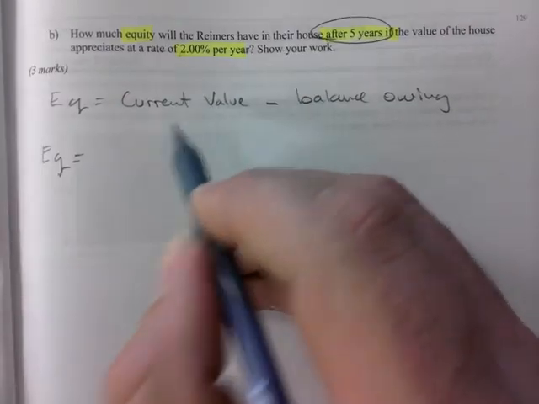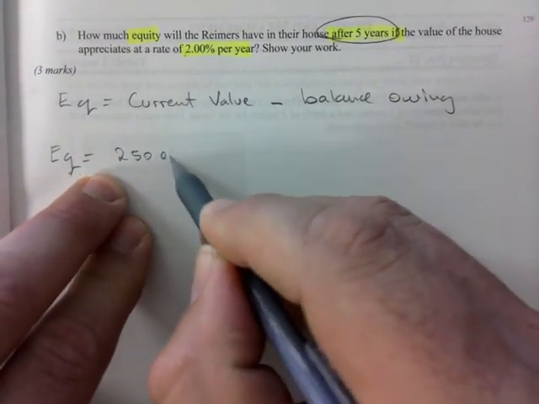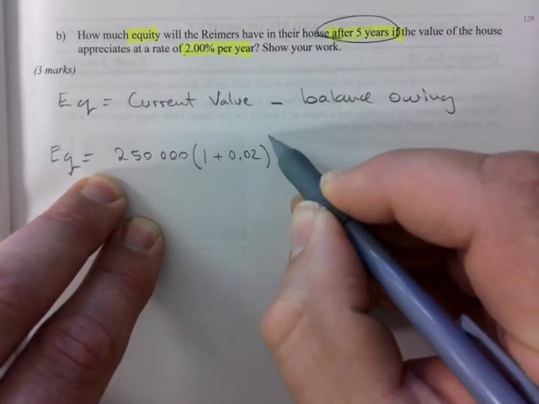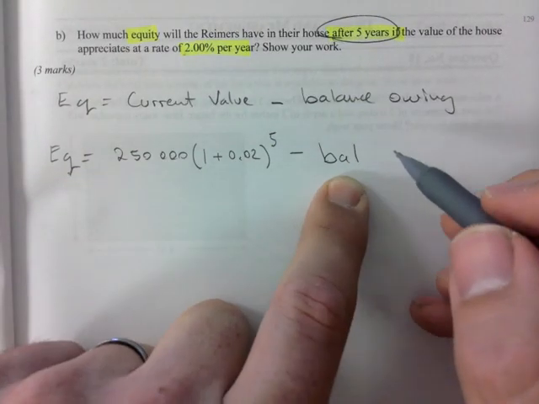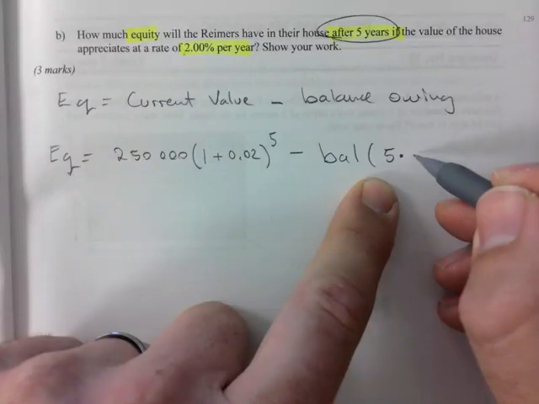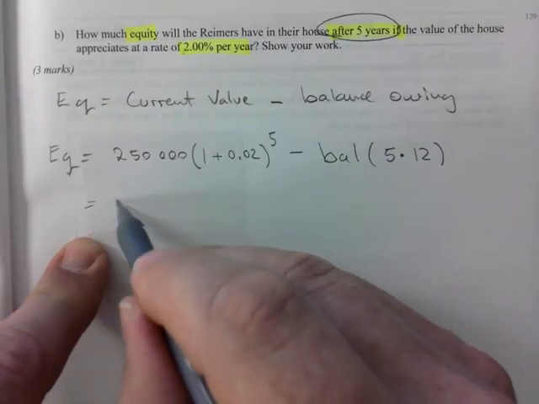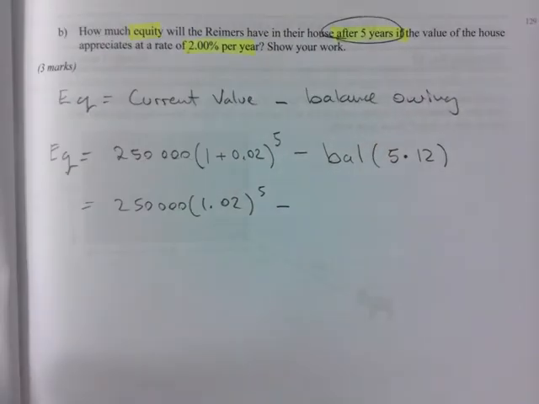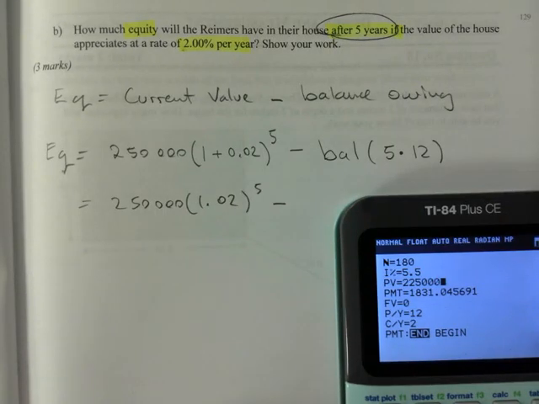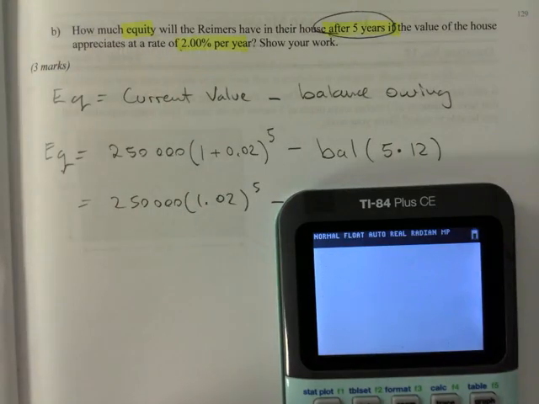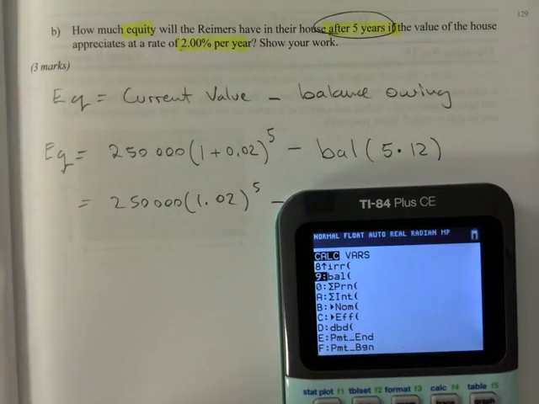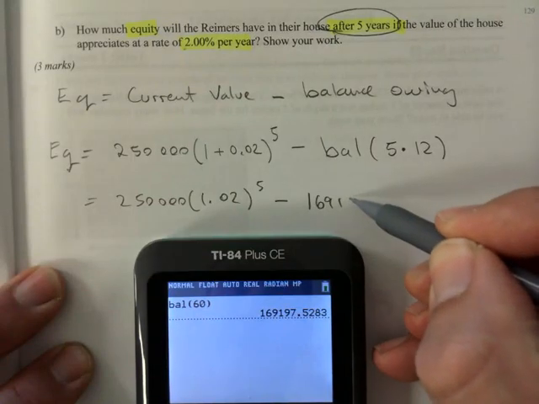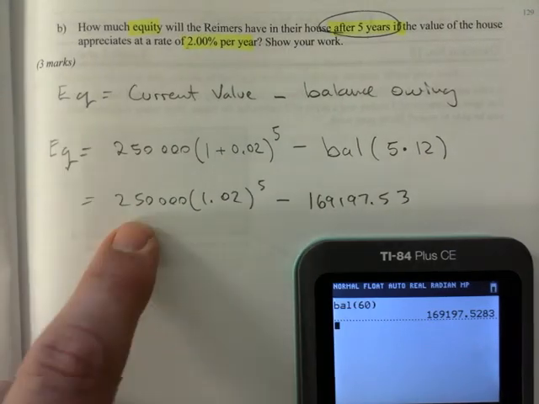So we can do it in various ways, but current value, you would be putting this down: 250,000 times 1 plus the rate of increase, 2%, to the power of 5 years, minus, we'll actually use this function, balance owing, right? And then you go 5 years times whatever PY is, which is 12. So we clean that up a bit: 250,000 times 1.02 to the power of 5. Don't divide by 100. Minus, I'm going to do the balance already. Remember, it's always based on what's on your TVM. Okay, so call the balance. It's balance of 60. And so you owe 169,197.53 at that point.